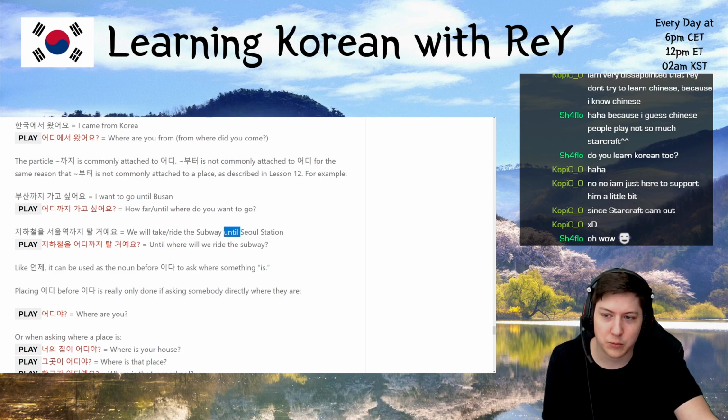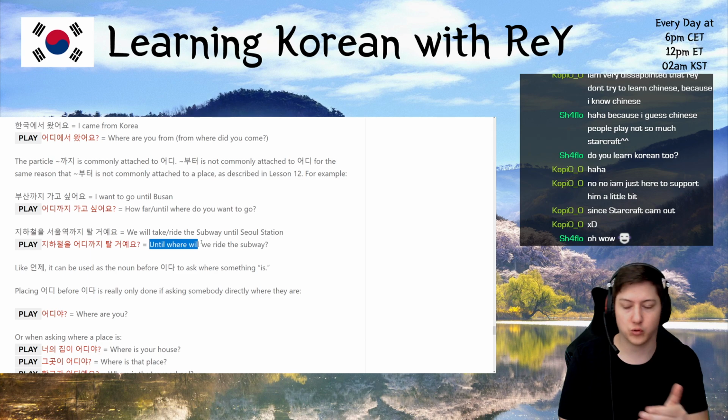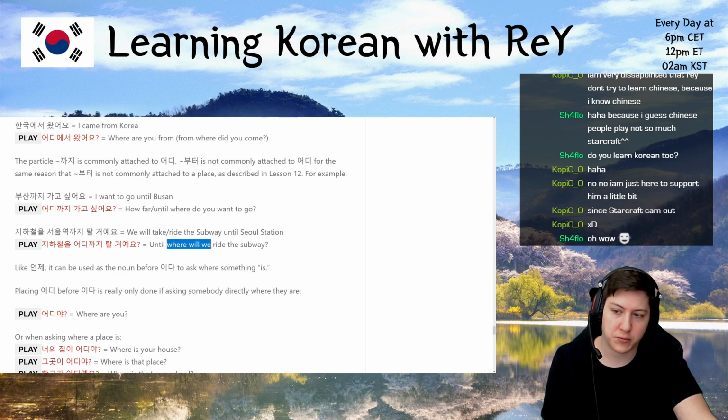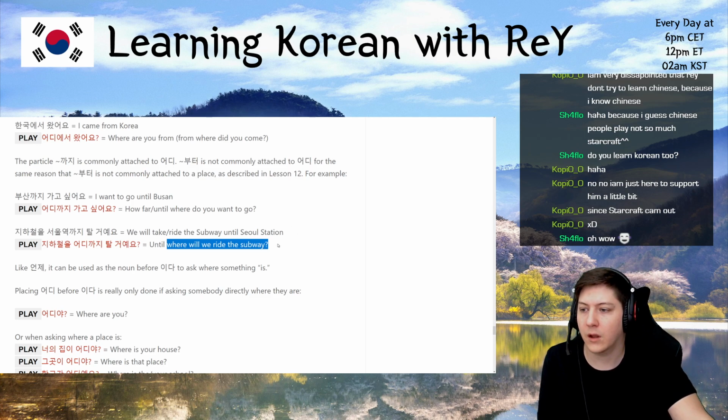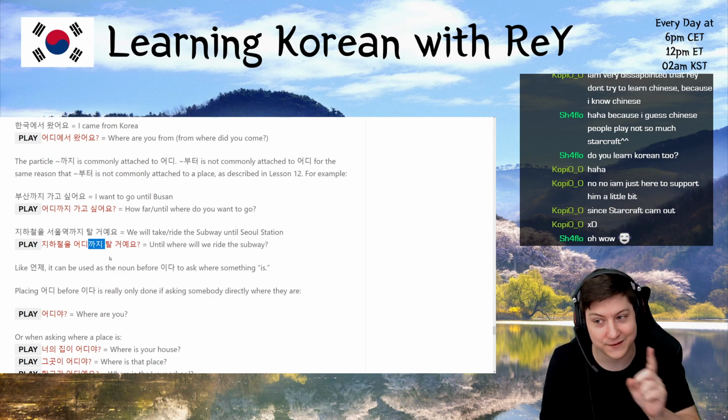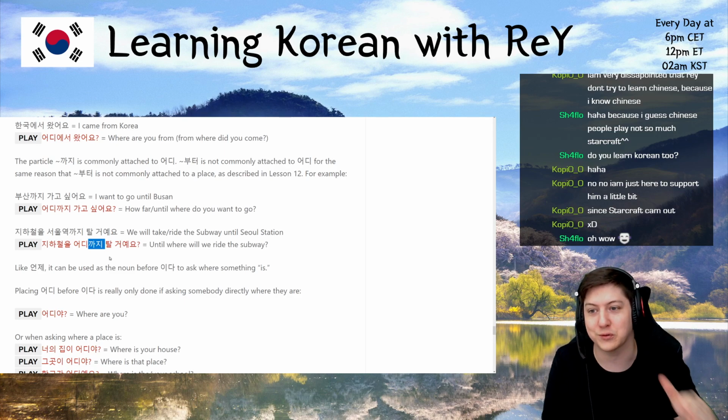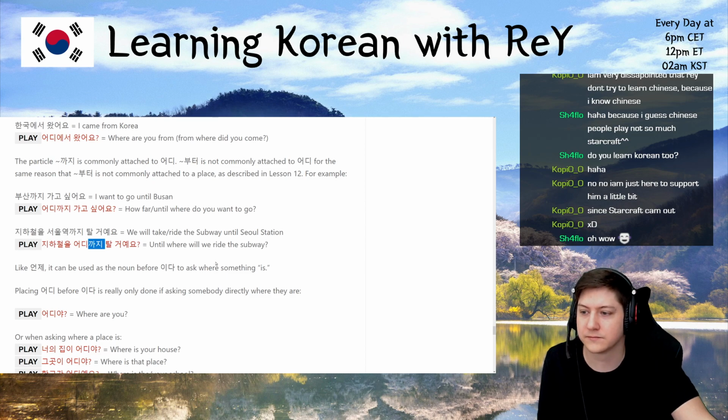So here again, I would use to here. We will take the subway to Seoul Station. To where will we ride the subway? Or where will we ride the subway to? To Seoul Station. Yeah. Okay, so kaji is to. I have to remember that. That's the most important information. Kaji is to or until. And pourtant is only used for times and it means from.